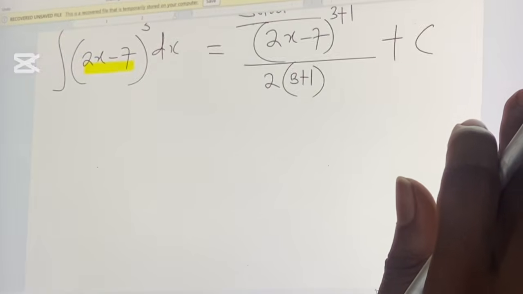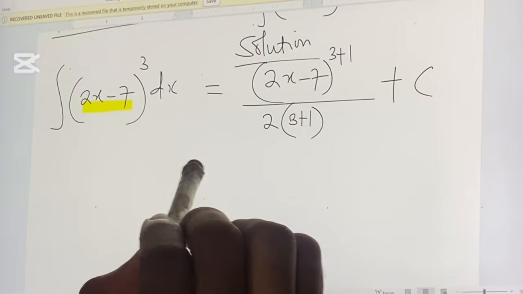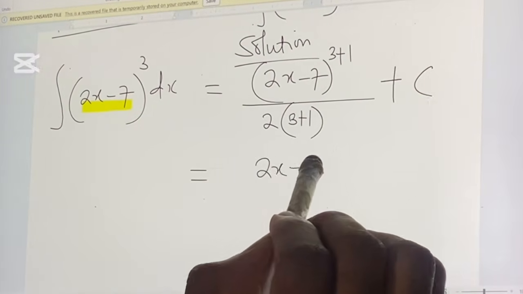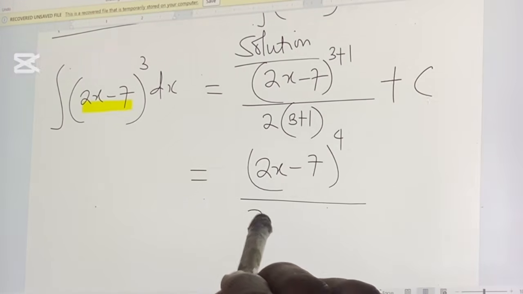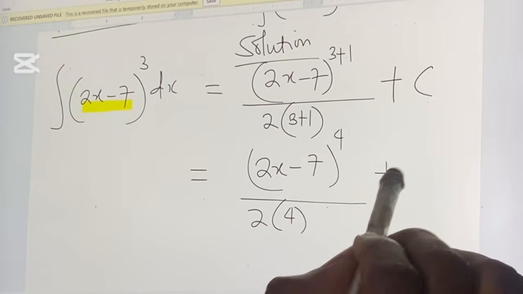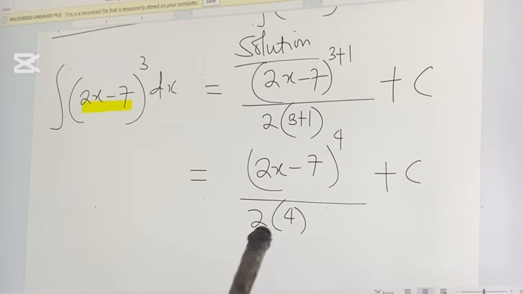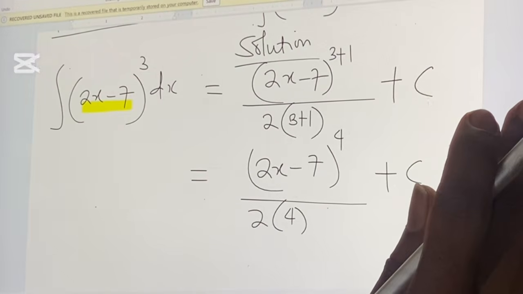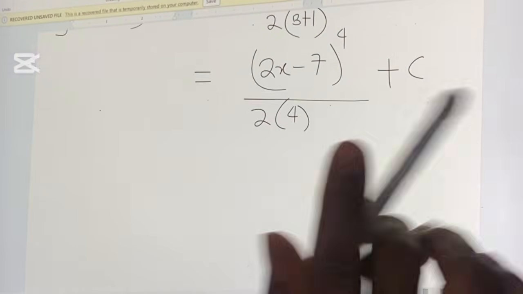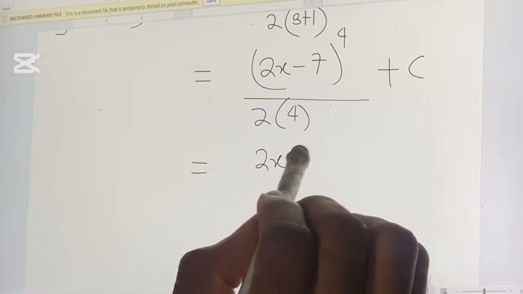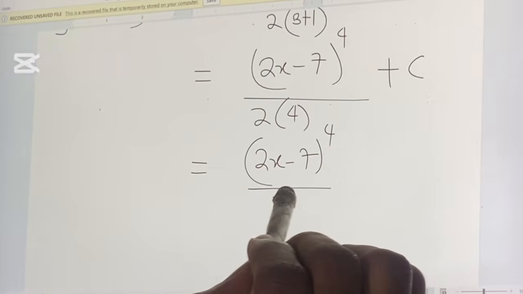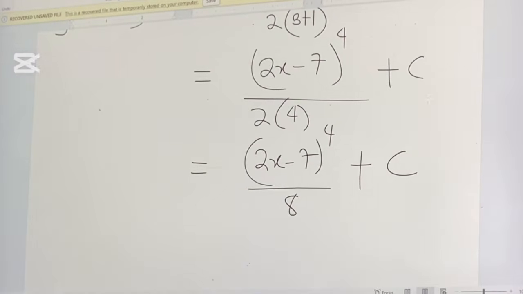Let's evaluate this. I will have (2s - 7) raised to the power of 4 over 2 into 4, plus c. All right, 2 times 4 will give us 8. So my final answer will be (2s - 7) raised to the power of 4 over 8, plus c. So this is how we solve questions on chain functions.